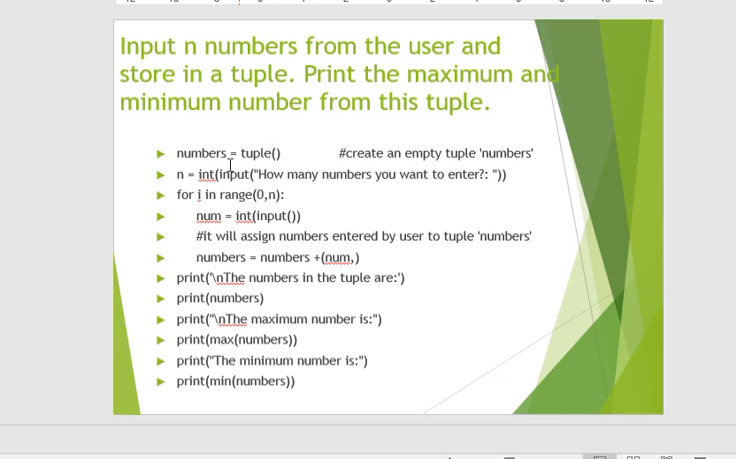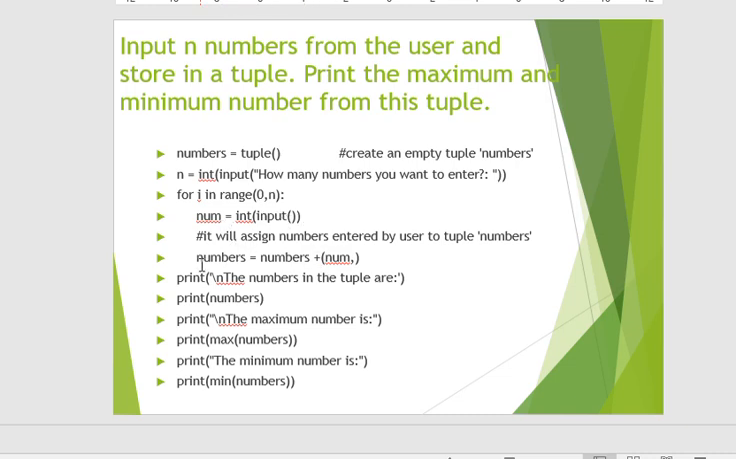Now if we see here, numbers equals tuple. Tuple is, you can say, a function or constructor which is used to create an empty tuple. We are taking the value of n from the user, and that will be the number of elements required in the tuple. Using a for loop with range 0 to n, you may simply write range n also. The loop will execute from 0 to n minus 1, means altogether n times. It is going to input the values, and the values will be of integer type.